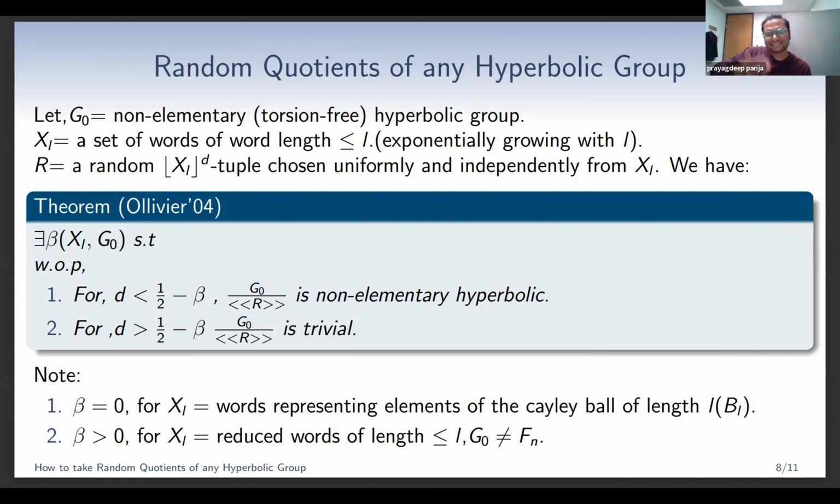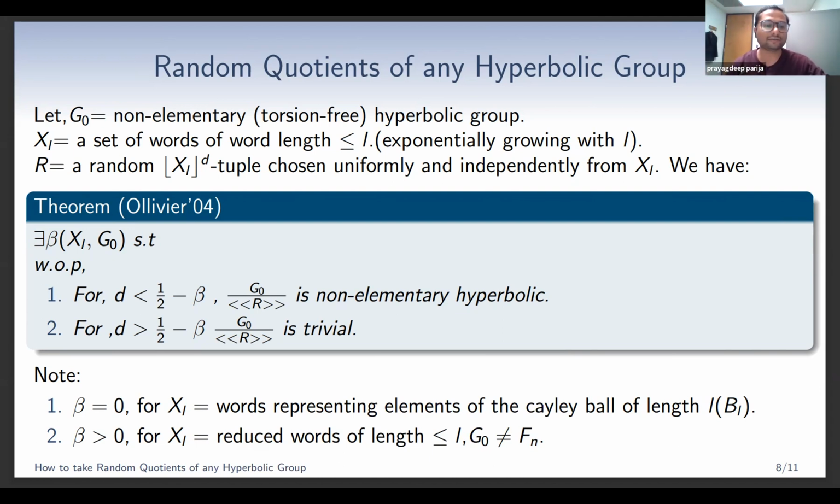So if you choose fewer relators, you get non-elementary hyperbolic quotients, fewer meaning in this density sense. And if you choose more relators, then your group is trivial. I understand that. I'm just asking about nodes 1 and 2. What's the difference?